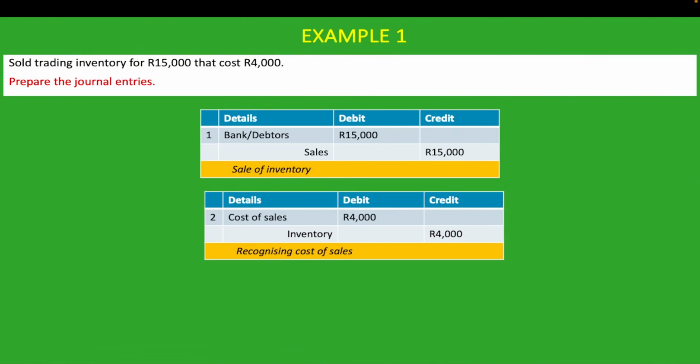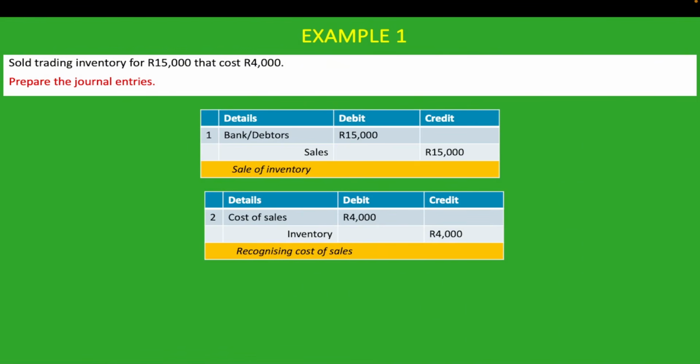And so for every sale that we make, this is the journal entry that we will have to pass if we are using the perpetual inventory system. However, if you're using the periodic inventory system, the second journal entry will not be done, okay? Because you'll use the formula that we looked at earlier to calculate your cost of sales at the end of the period. I hope it makes sense. I hope you can see how cost of sales is accounted for here.